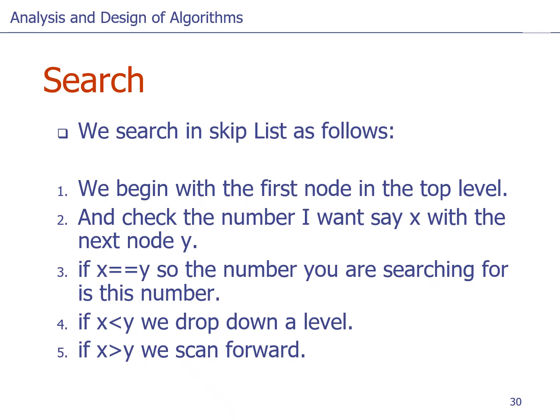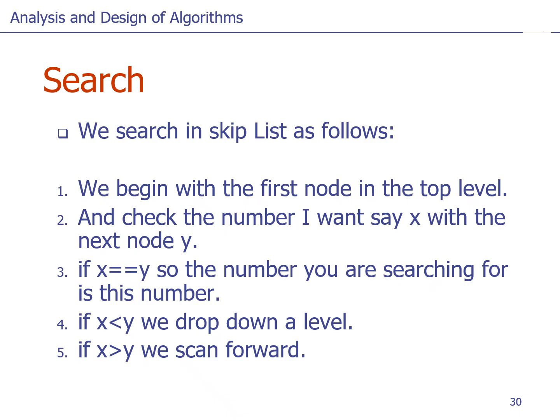So this is how the search proceeds. We always begin with the first node in the top level. So we're always starting at the top level, not at the bottom level. And we will check the number that we are searching for. Let's say this number is x. I will check this number with the first node in front of me, which is going to have the value y. If x is equal to y, the number I have been looking for has just been found. Okay? And I will stop.